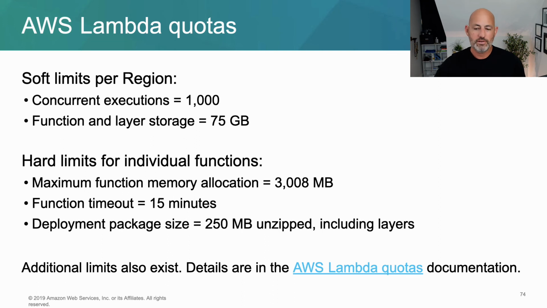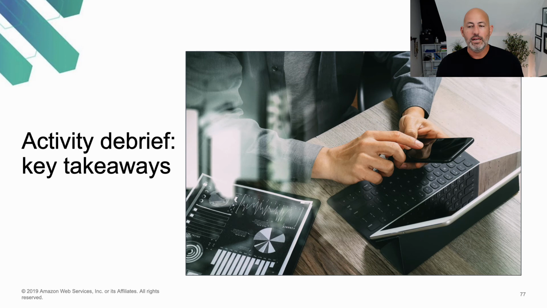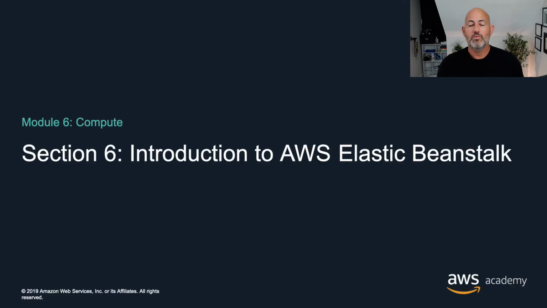Function layer storage of 75 gigabytes. The function timeout, a hard limit, would be 15 minutes. And the deployment package size hard limit would be 250 megabytes unzipped. And there are other limits as well. In a nutshell, there's a lot of stuff you can do with both Lambda and EC2, and also with containers.